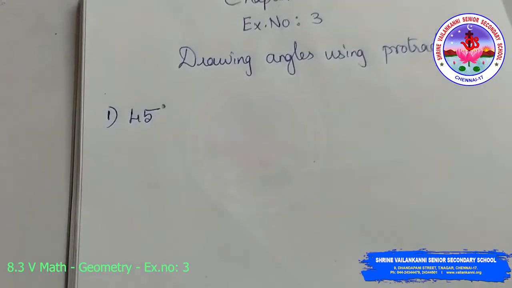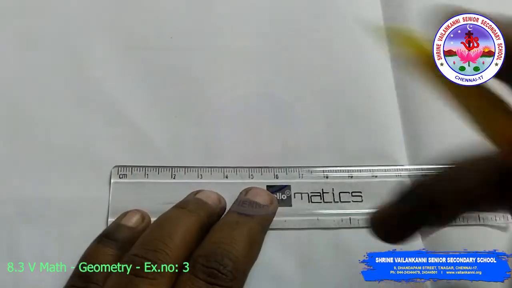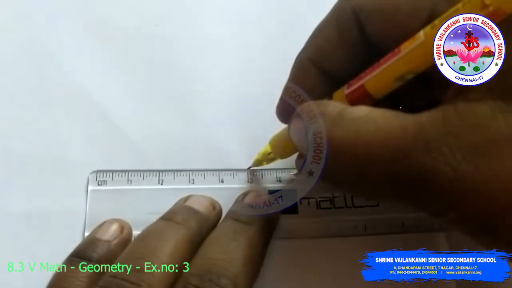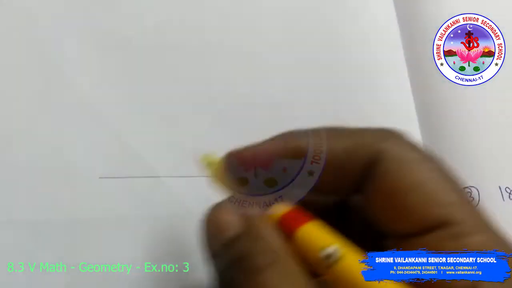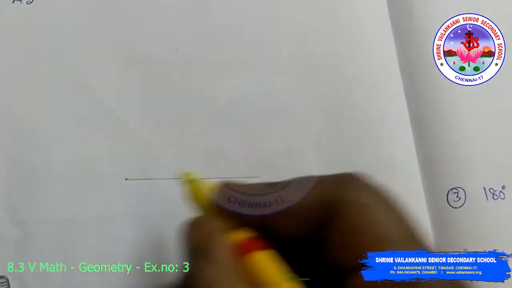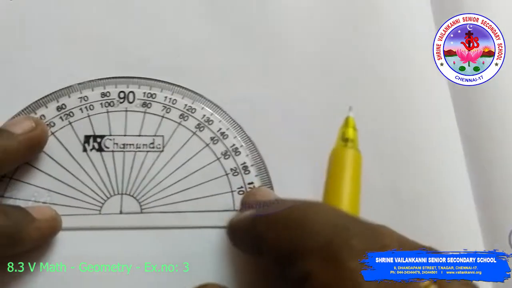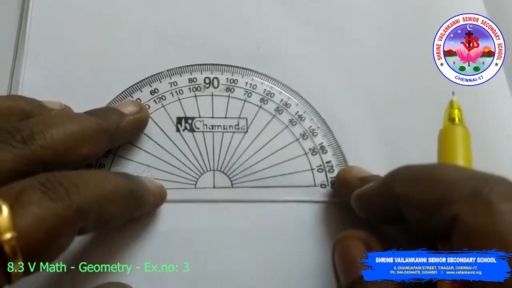So first, using a scale, we are going to draw a line segment of any length in centimeters. Right now I am using 5 centimeters. So here, with this point I am going to place the protractor, that is, the protractor's center point on it.